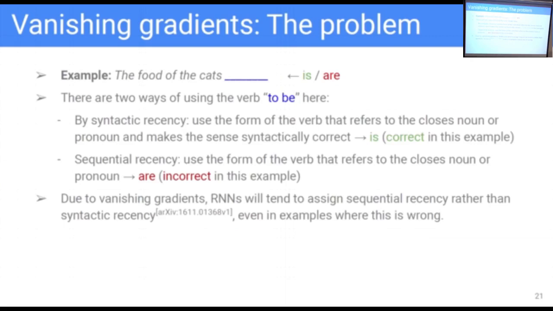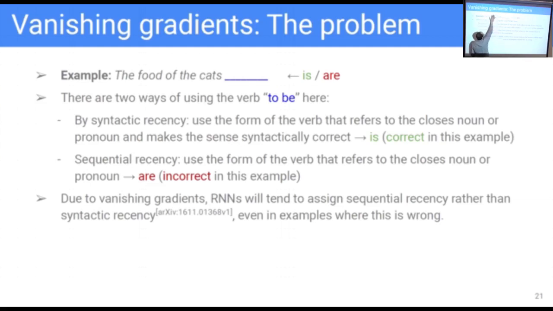And this is another example, in smaller scale, which also happens, and I think this was analyzed in one paper. What they saw is that if you have very simple cases like "the food of the cats is whatever", even in this case, if you have a bit of a long memory, you will realize that the verb to be here should match with the singular, because the food is singular.